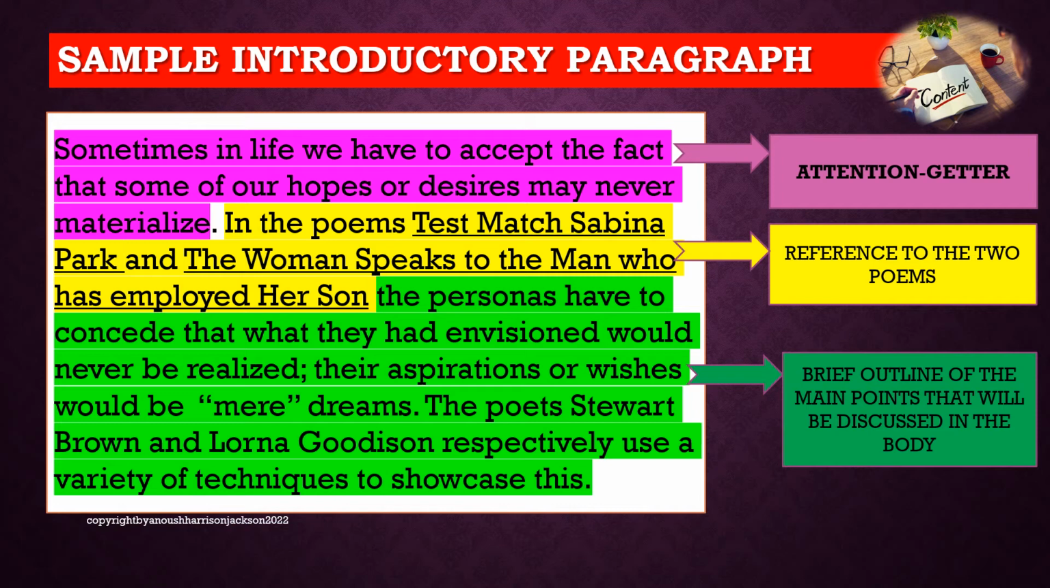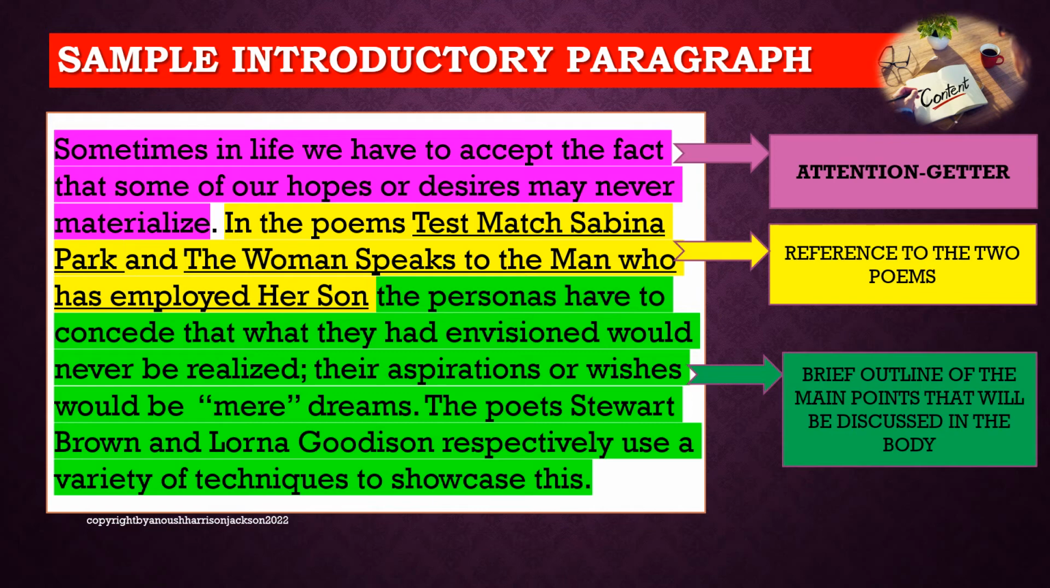And then the next point that we have seen in green is that there's a brief outline of the main points that will be discussed in the body. Personas have to concede that what they had envisioned would never be realized, and we know right there that in the body of the essay, the person is going to discuss what these dreams were that were never realized, and were considered mere dreams.